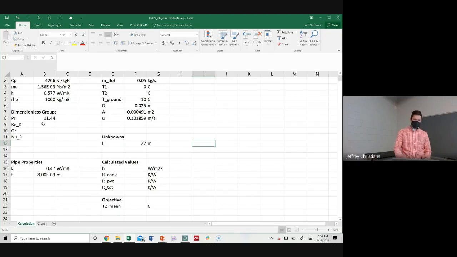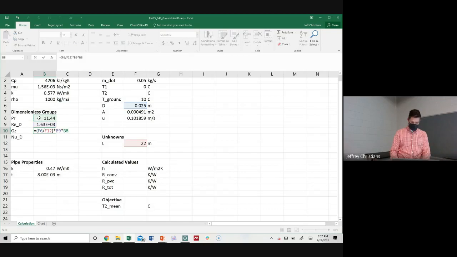What else do we have? So then we can calculate Reynolds numbers and Graetz numbers and figure out those. So the Reynolds number is rho times velocity times diameter divided by viscosity. 1,630-ish. Right, so that means it's laminar. Good, that's what we had, I think, calculated before. The Graetz number is equal to diameter divided by length times Reynolds number times Prandtl number.